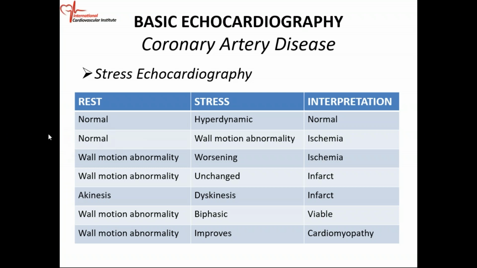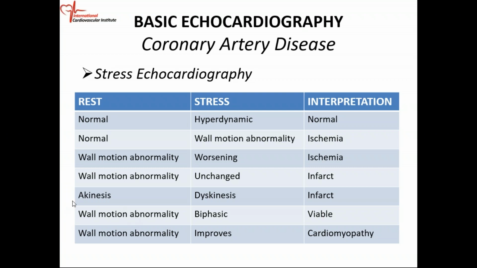At rest, it's normal, and when you exercise or have any type of stress, if there's wall motion abnormality, hypokinesis, akinesis, or dyskinesis, then that's the definition of ischemia. And if you have wall motion abnormality at rest and it worsens with exercise, then that's also ischemia. If you have wall motion abnormality at rest and it's unchanged, then that's scar, a heart attack with scarring. Scar is not going to thicken. If it's akinesis and then becomes dyskinesis, that's also a scar, infarct.